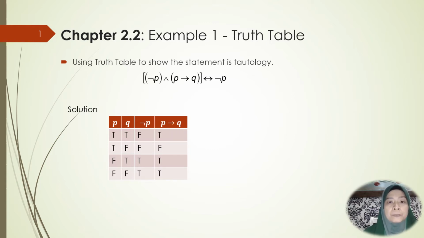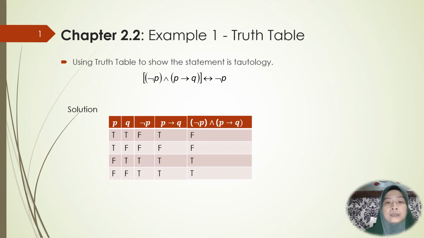Okay, then we construct for P implies Q. So P implies Q is the implication. So remember that for implication, it will be only false when the first statement, in this case P, is true, and the second statement, in this case Q, is false. The rest will be true. So you can see here we have true implies true is true, true implies false is false, false implies true is true, and false implies false is still true. So that is for implication.